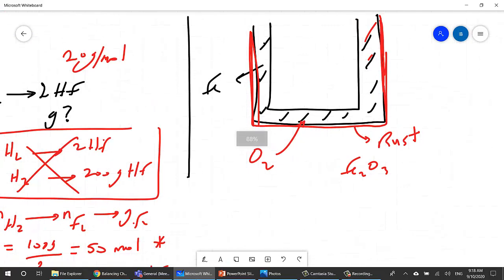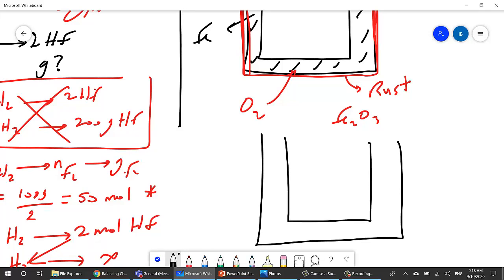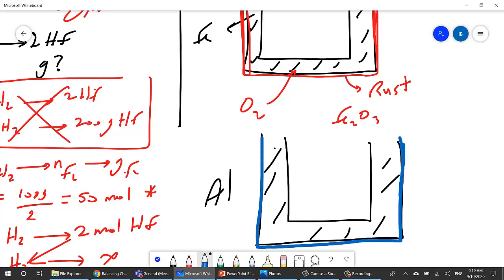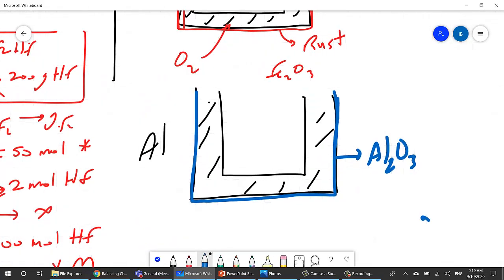But that does not happen in aluminum. The story is different in aluminum. If you have a can or something made of aluminum, a window or anything, aluminum also rusts. It makes aluminum oxide, okay? So this is a thin layer of aluminum oxide. But this layer prevents oxygen from getting in. If you have oxygen, it cannot get inside. It stops here.